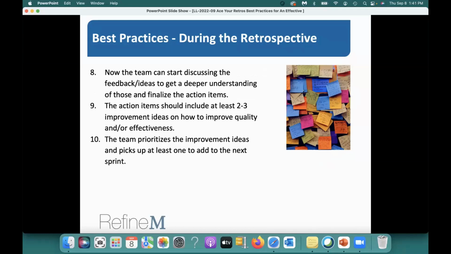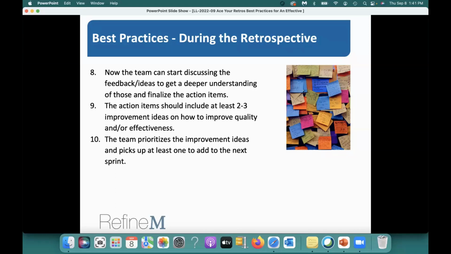Now start discussing the ideas for deeper understanding. Maybe you prioritize them, put +1 there, or there were many stickies together. So you discuss those ideas for maybe 5-6 minutes, and then start action items. At least 1 to 2 action items, 3 maybe a little bit more.